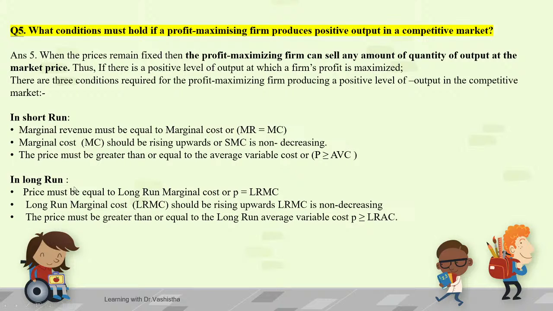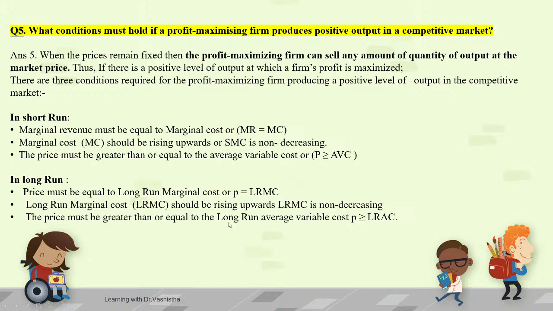In the long run, the conditions are the same but with a little variation. First, price must be equal to the long run marginal cost, that is, price shall be equal to LRMC. LRMC should be rising upward, similar to the short run, that is, LRMC shall be non-decreasing. And the last condition is that price must be greater than or equal to long run average variable cost. Similar to the short run, here the period is taken as the long run.